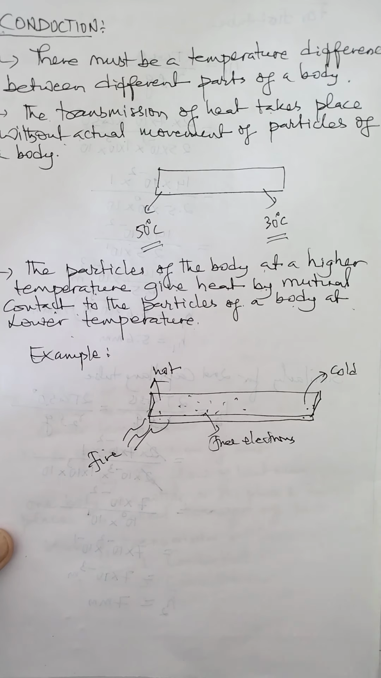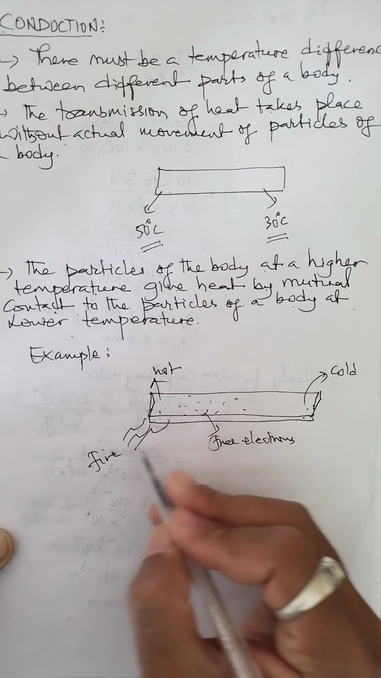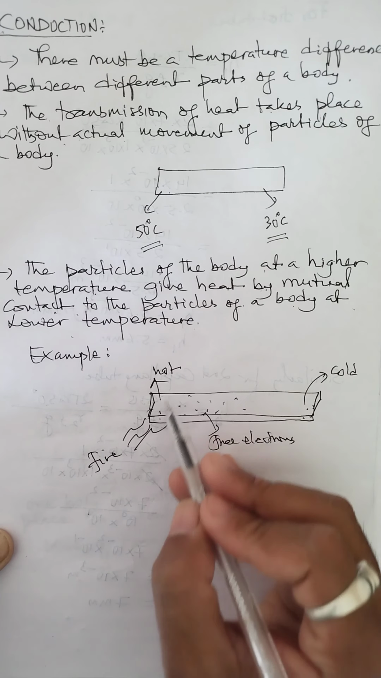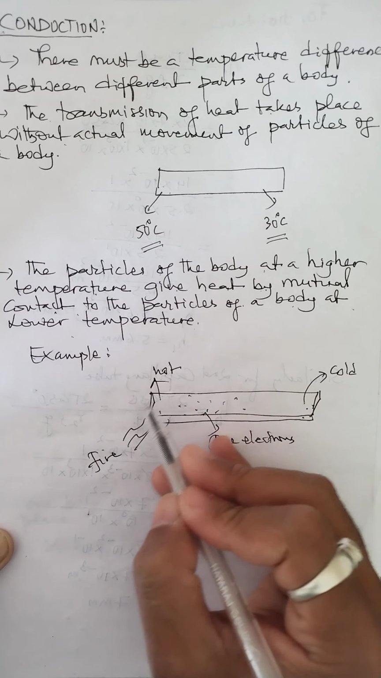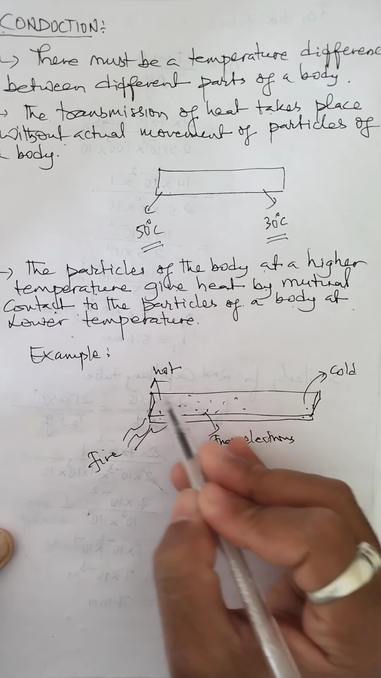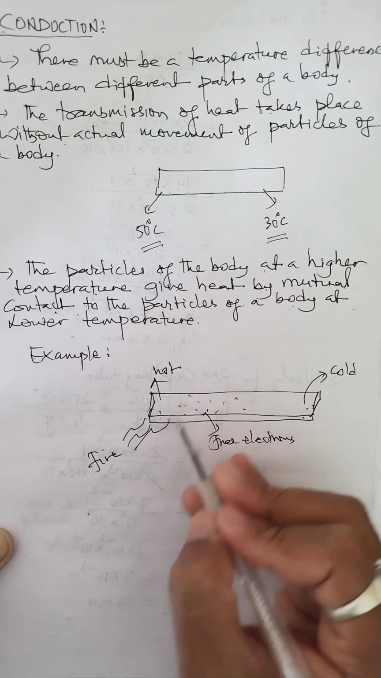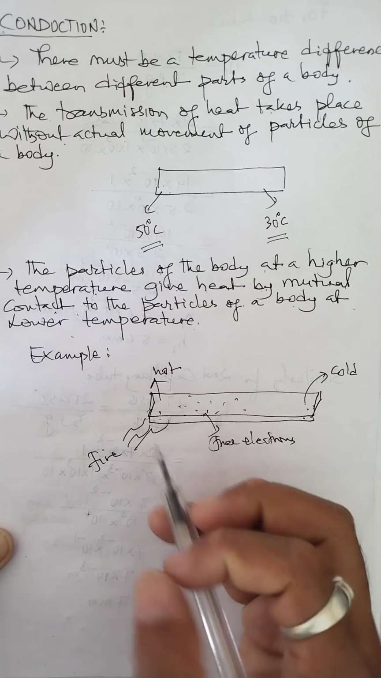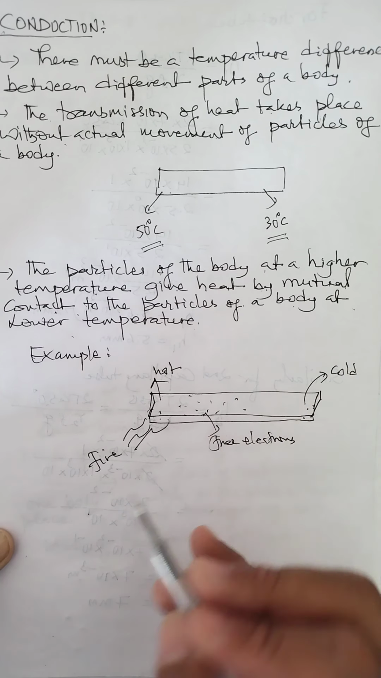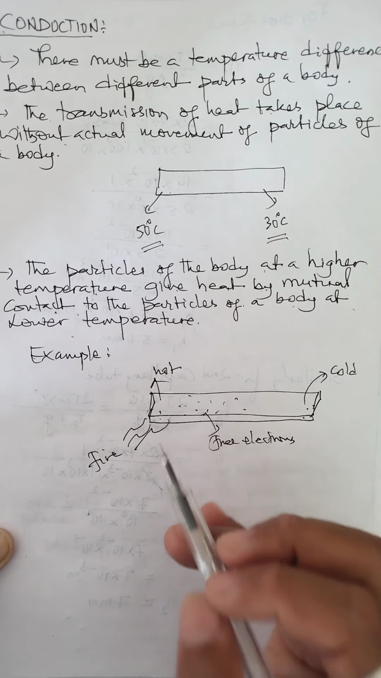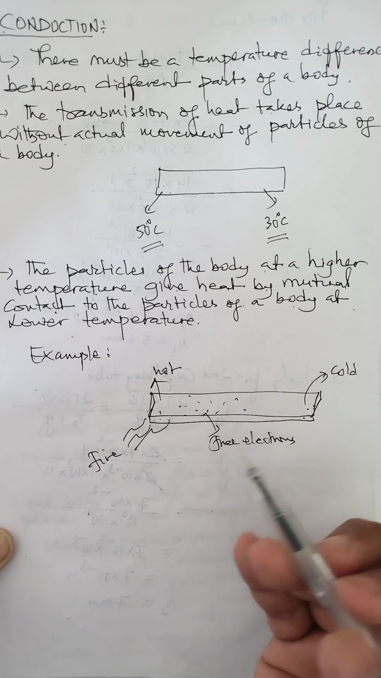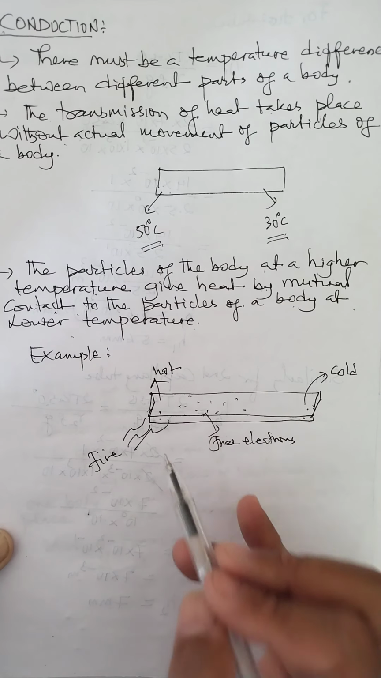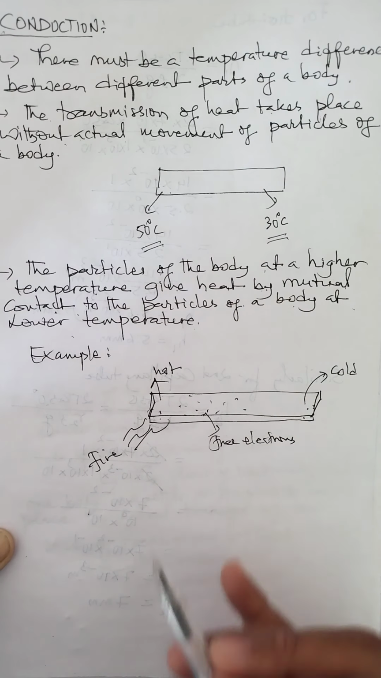So when one end of the metal is heated, the kinetic energy, listen carefully, the kinetic energy of the free electrons present at this end increases. Why does the kinetic energy increase? Because the molecules of this end gain more heat energy. When the molecules gain more heat energy, more free electrons move faster and with more kinetic energy. So what increases at this end? The kinetic energy of the free electrons.